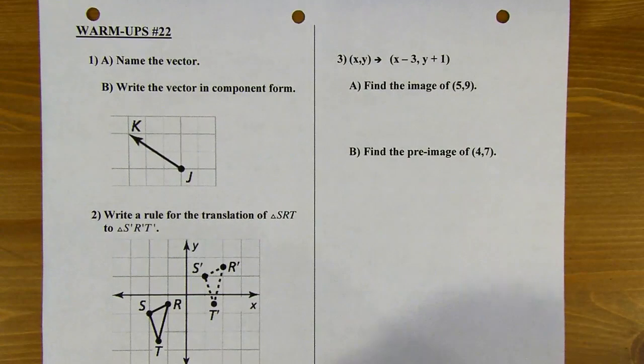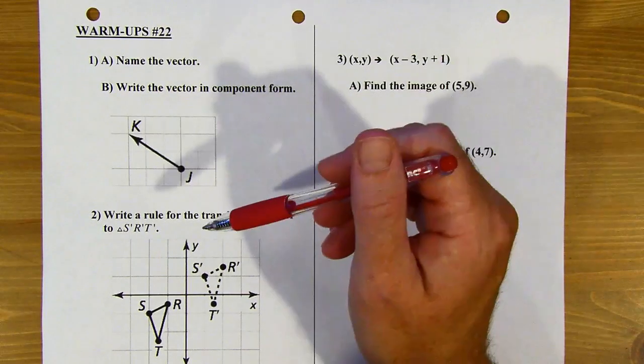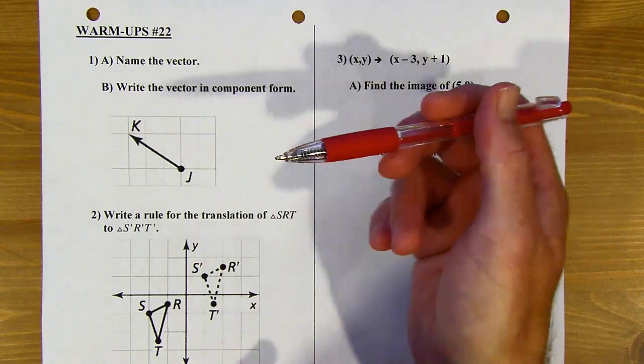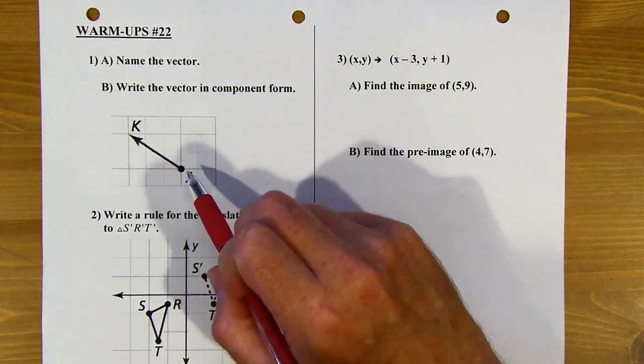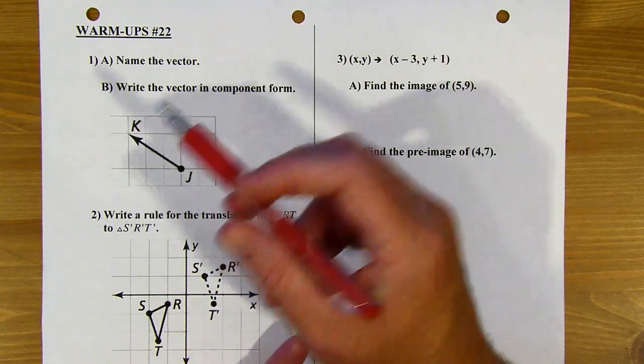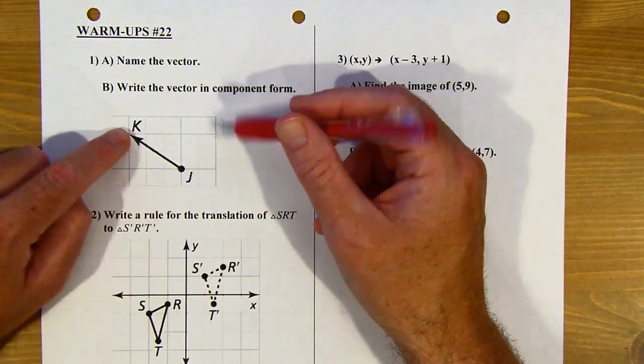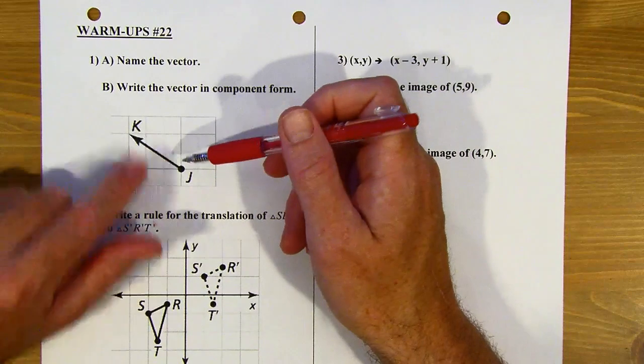Okay, here's warm-up number 22. So we're going to name the vector in this diagram. A vector looks like an arrow. It's kind of similar to an array, but it has a particular direction and length. So the length of it actually ends at the end of the tip of that little arrow. It doesn't go on forever, okay?